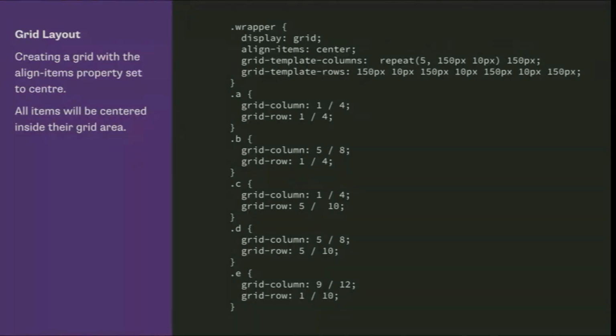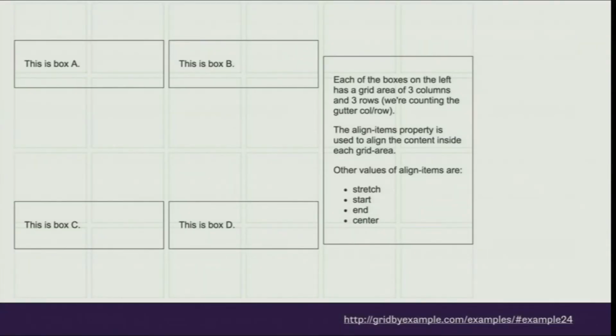Now this grid has a repeating pattern of 5 150-pixel tracks separated by 10-pixel tracks. I've tied it up on the end with an extra 150-pixel track. And we've got 4 50-pixel rows separated again by 10-pixel tracks. And I'm then positioning my items, and each grid area spans 4 lines horizontally and vertically. So each of those 4 grid areas covers 4 squares of the background image. Now by default, the item would stretch and it would fill the whole square. But because we've set align items to center, the items center within the area, just like the flex items.